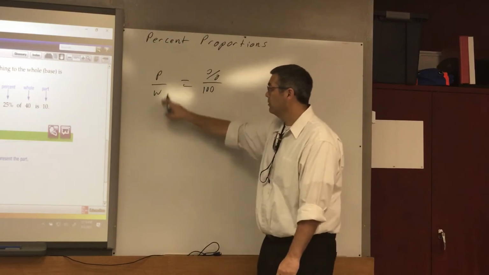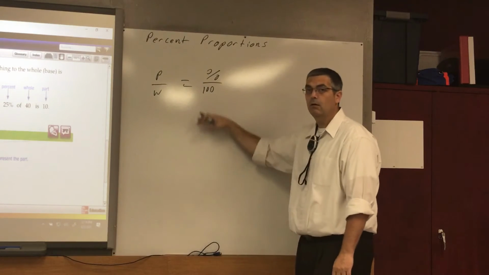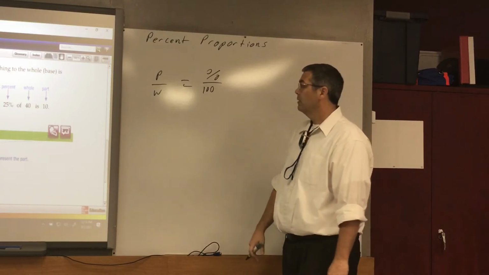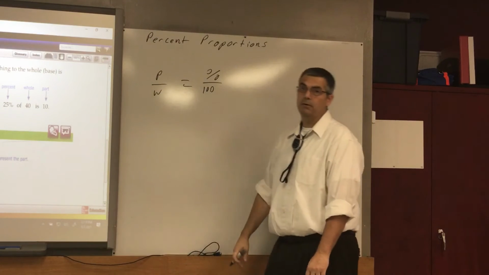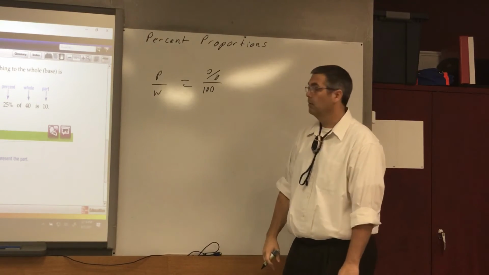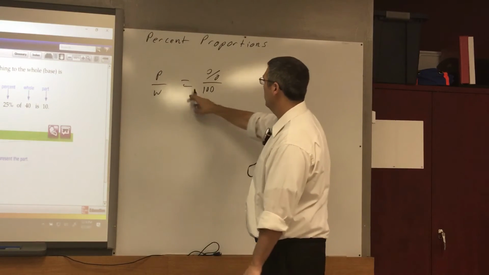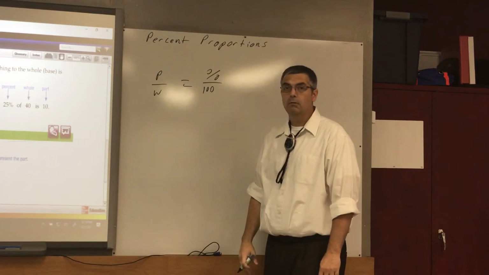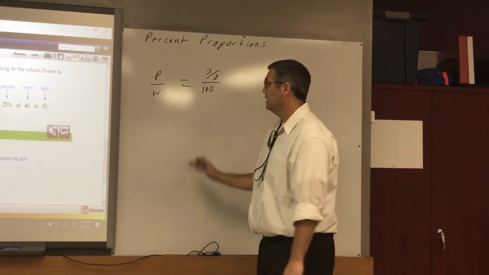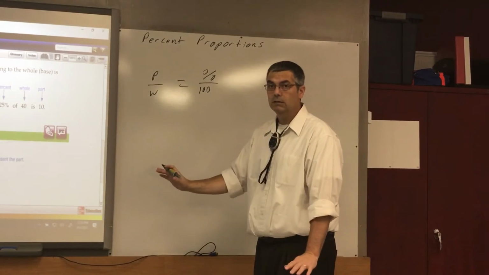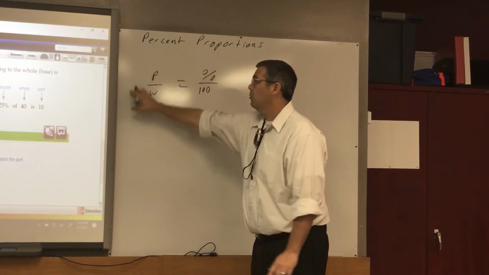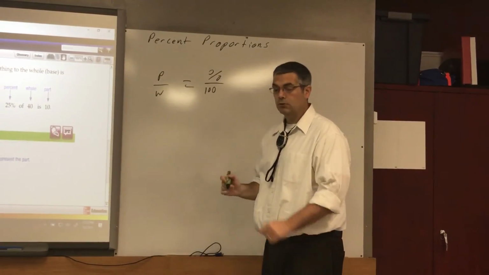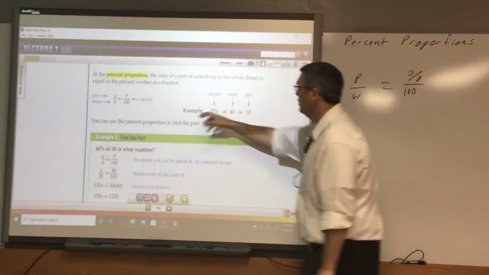You know this is the part, you know that's the whole, you know that's the percent over 100. Now, there's no reason to put something in the wrong spot. So, part over the whole equals percent over 100. Use this. I don't like the way they set that up. It works. It does. But you won't mess this up if you pay attention to what you're doing.